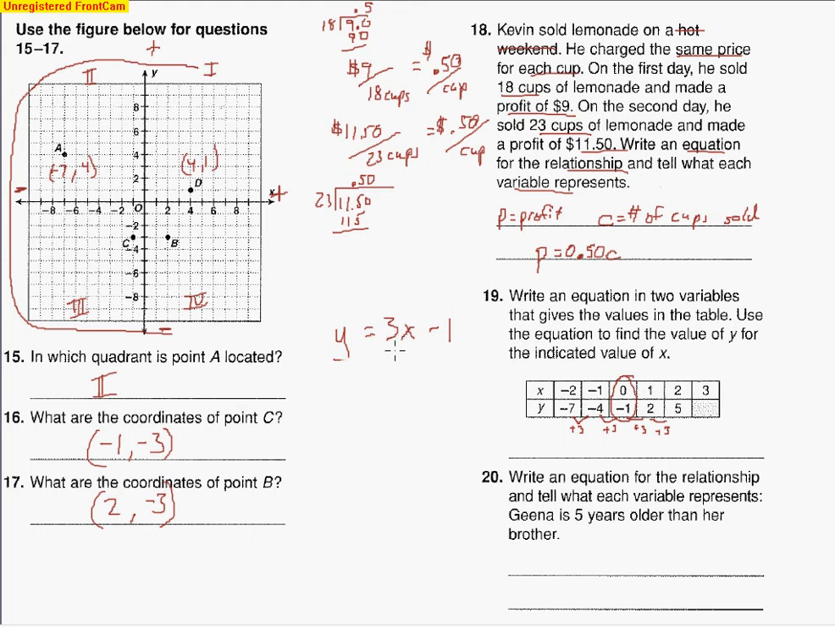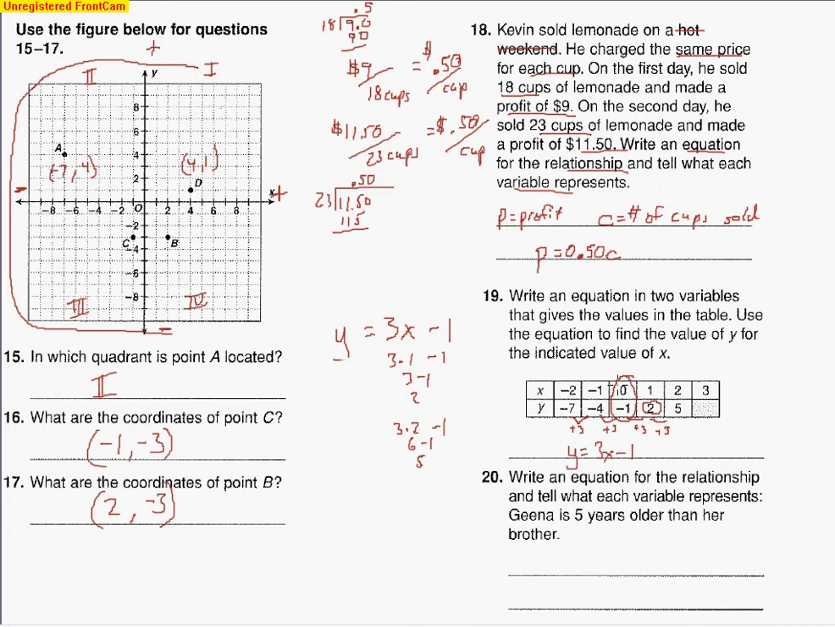So let's try it. 3 times, and I'll try this number right here, 1, minus 1. This makes 3 minus 1, which makes 2. That matches. See how that matches this 2 right here? So I can do another one. I'll try this one here. I'll plug in 2 for x. So 3 times 2 minus 1. That makes 6 minus 1, which makes 5. See how y equals 5 when x is 2. So it matches. So there's my equation: y equals 3x minus 1.